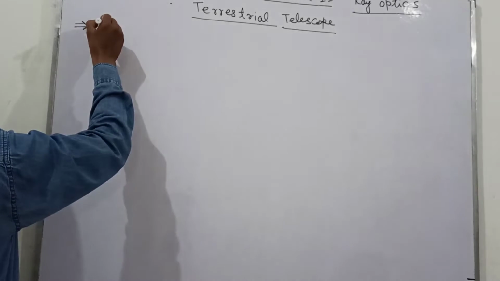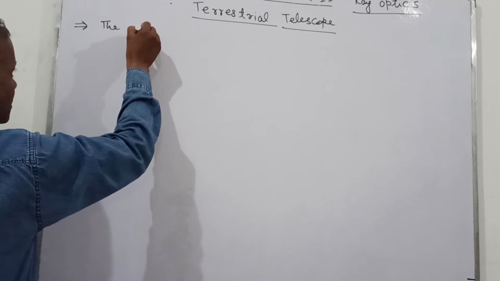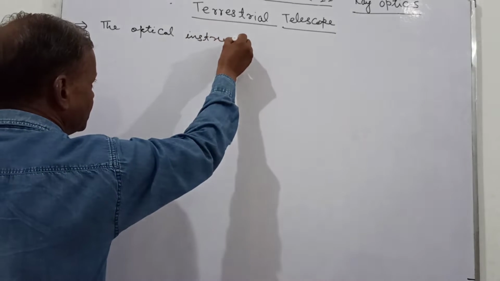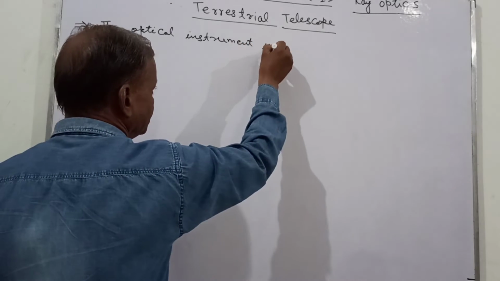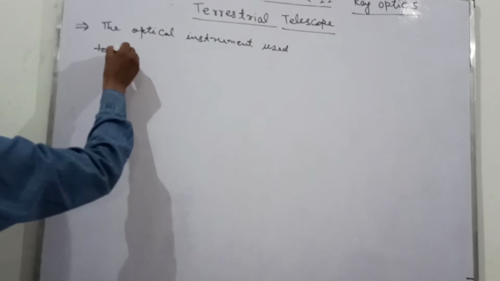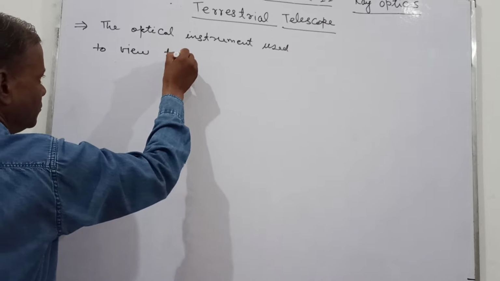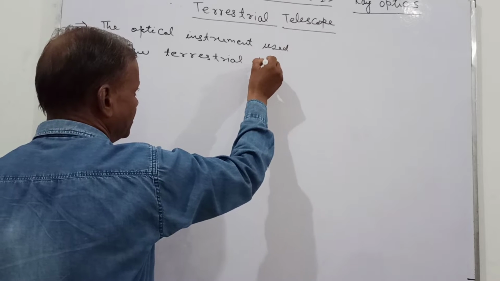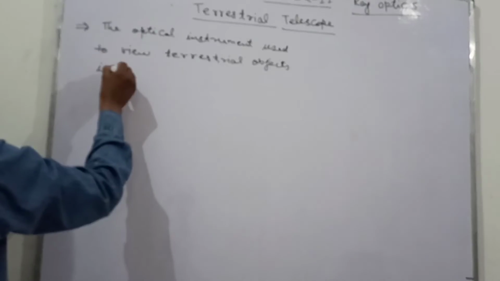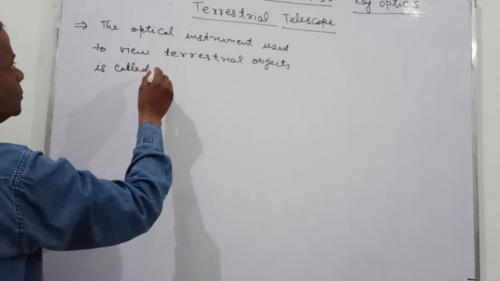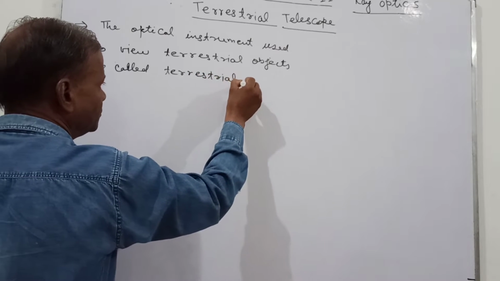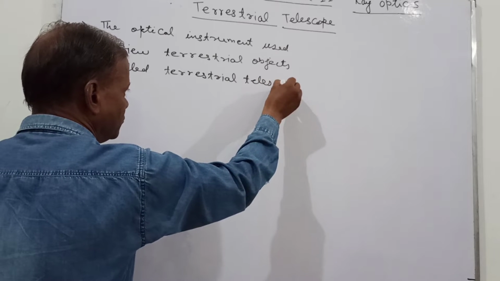So, the optical instrument used to view terrestrial objects is called the terrestrial telescope.